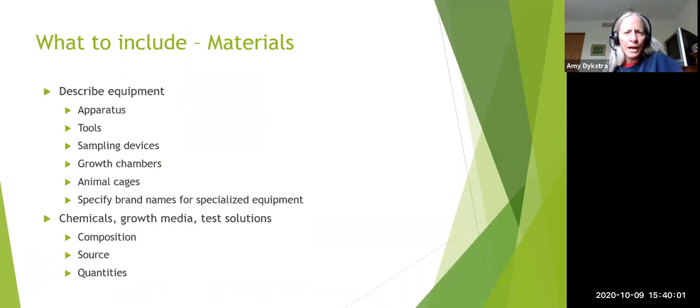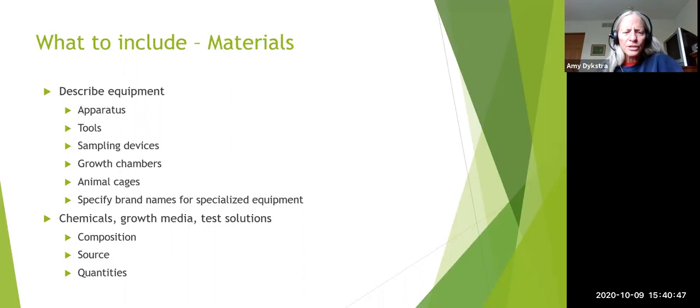Next, you will need to describe all of the equipment that you are planning to use. What kind of apparatus will you use? What kind of tools? What kinds of sampling devices? Are you going to use thermometers? Are you going to use a dissolved oxygen probe? Are you going to use a chlorophyll meter? What kinds of sampling devices will you use? Are you planning to use a growth chamber or a greenhouse? If so, how are you going to set the conditions in that growth chamber or greenhouse? What kind of animal cages will you use if you are using animals?